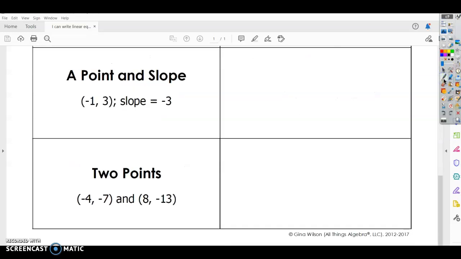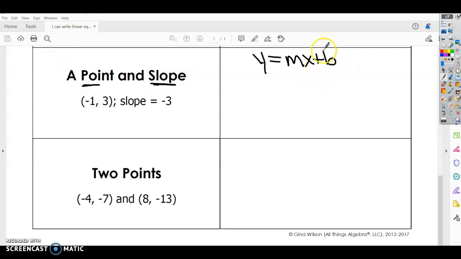All right, so now we're given a point and a slope. We're still trying to go to y equals mx plus b. We still want to go to slope-intercept form, but this time we're given a point and a slope. So given a point and a slope, there's another formula that you should remember.